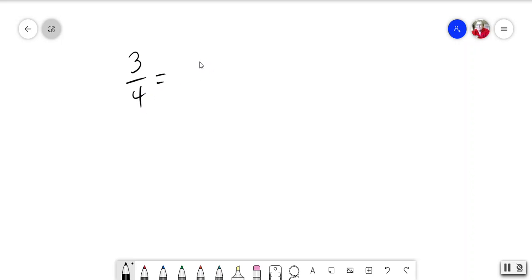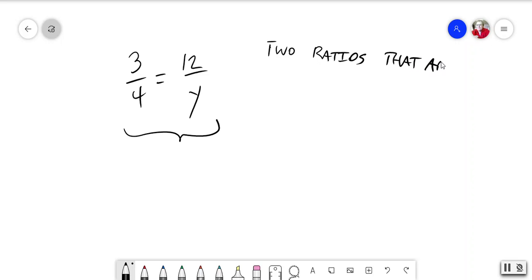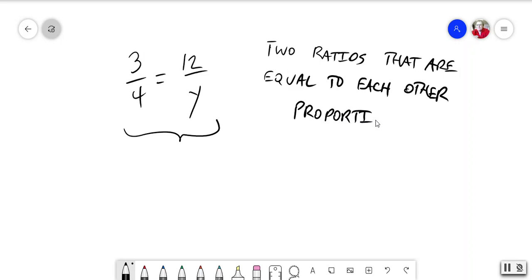3 over 4 equals 12 over y, just to make it more interesting. Now, if you were to write this in ratio notation, 2 ratios that are equal to each other are what we call a proportion. And in proportion notation, we would say 3:4 equals 12:y. The numbers on top, the 3 and the 12, are always to the left in your proportion, in your ratios. The numbers on the bottom, the 4 and the y, are always to the right.